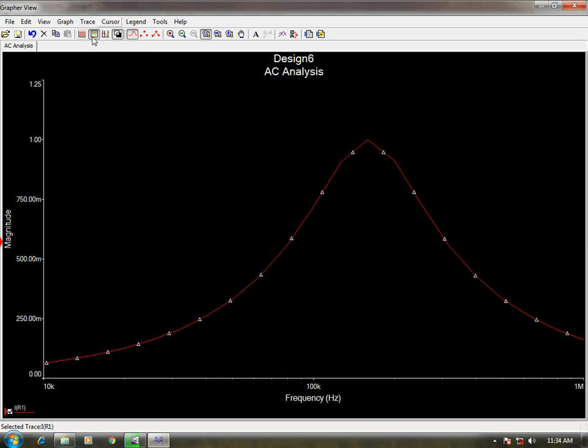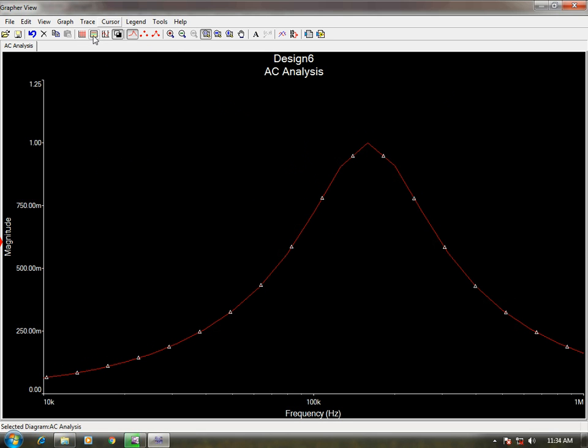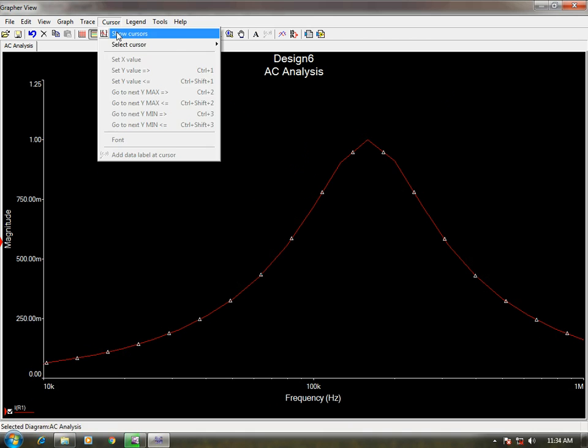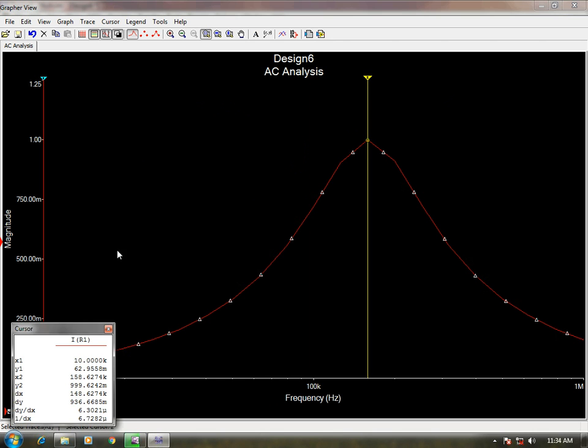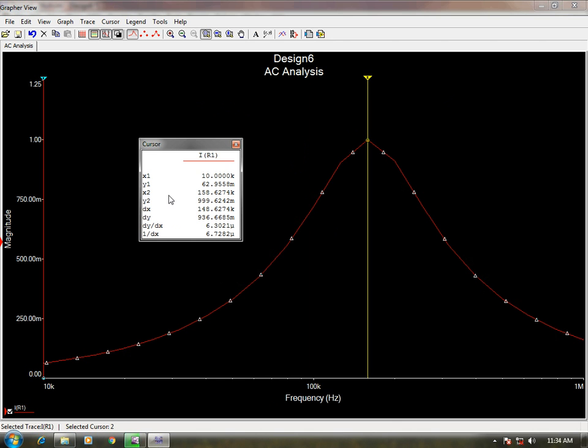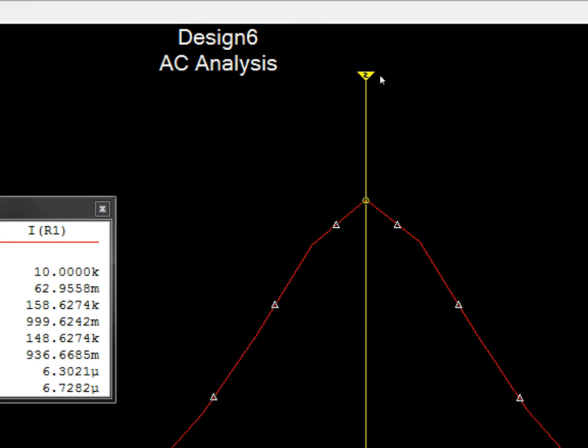We will take the cursor by clicking here, show cursors, take the cursor back here, and here you can see the resonating frequency to be 158.627 kilohertz. That is right here. And what is the current present at this point? Y2 is 999.624, Y2 and X2, it is cursor 2, as you can see.